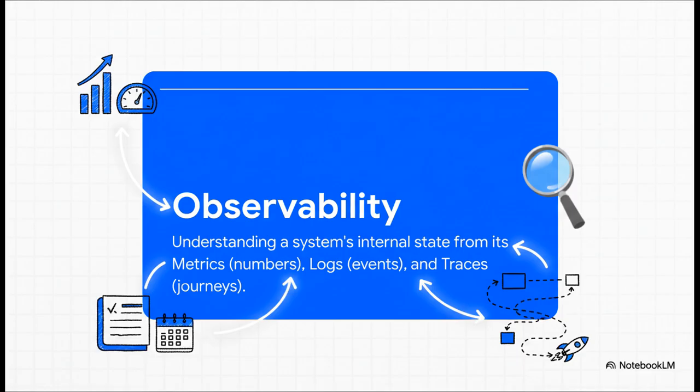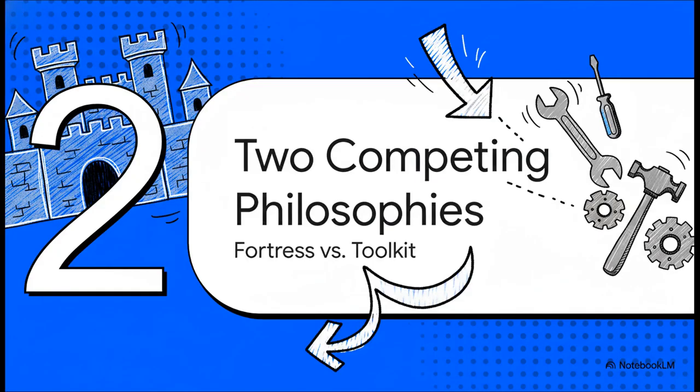And finally, you have traces, which are super cool. They follow a single request journey all the way through your entire system. The real magic happens when you can bring all three of those together, correlate them, and get that complete picture of your system's health. Okay, so Splunk and Grafana both tackle this exact challenge, but, and this is key, they do it with fundamentally different approaches.